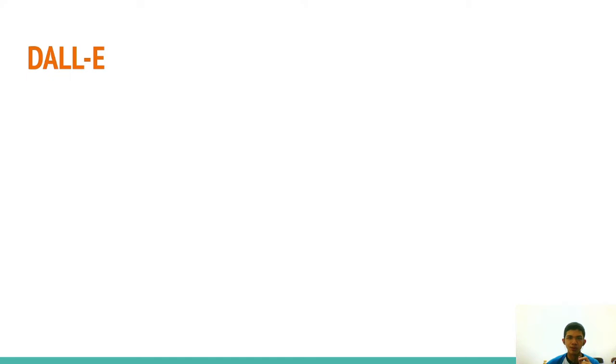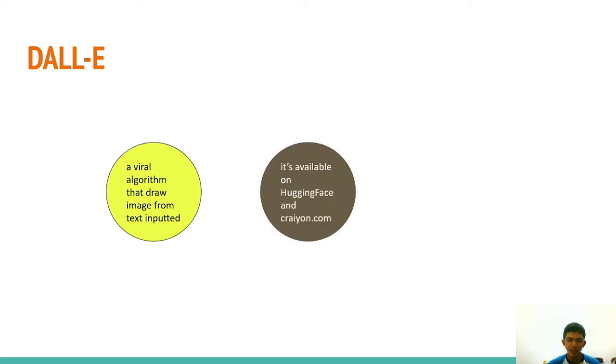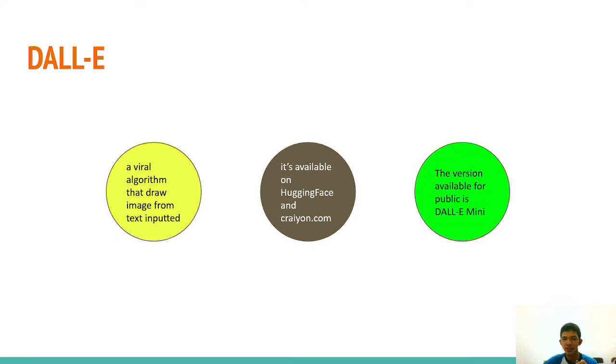And next we've got DALL-E. DALL-E sounds so fancy and new because yeah, this is an algorithm that draws images from text inputted, and it has been going around lately. It's available on Hugging Face and craiyon.com. You might want to try it. Just type craiyon.com in your browser and you've got DALL-E.